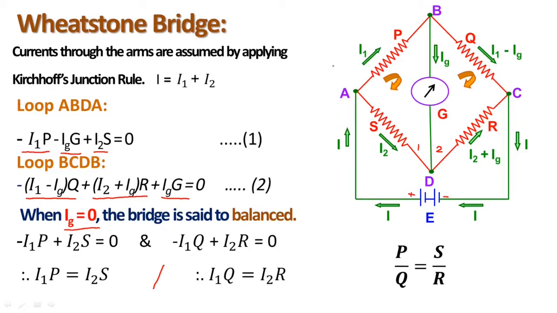Simply you can remember it like that. It is the balancing condition for the Wheatstone's bridge, that is P divided by Q is equal to S divided by R. If any three resistances in the bridge are known, the fourth resistance can be determined by using the balancing condition.